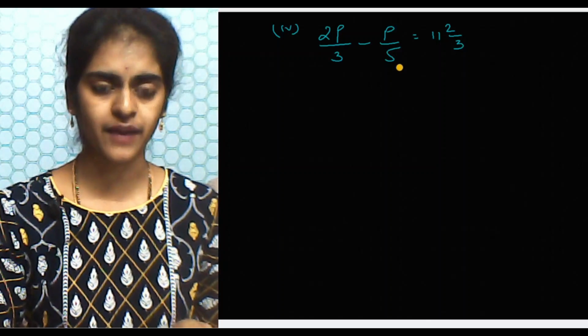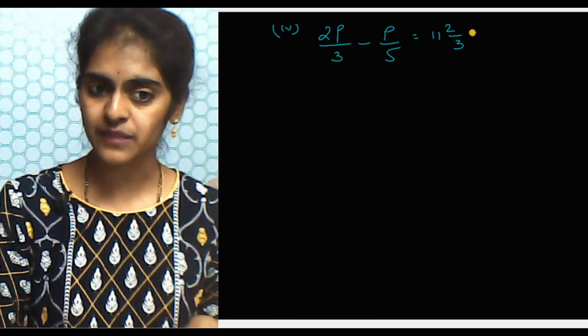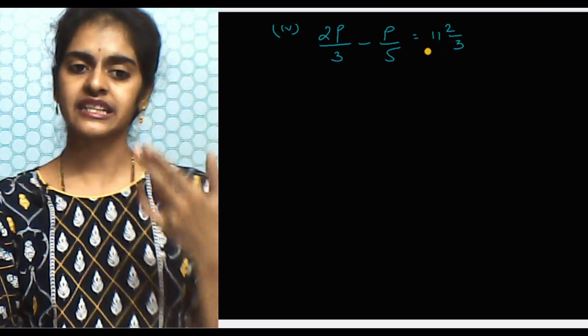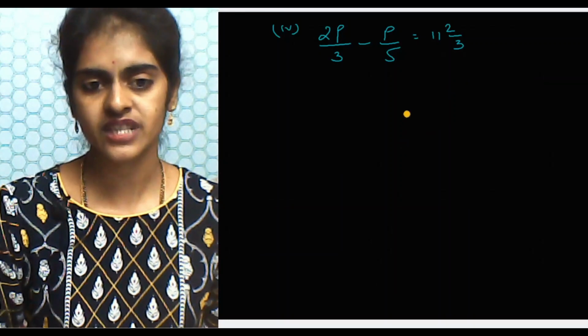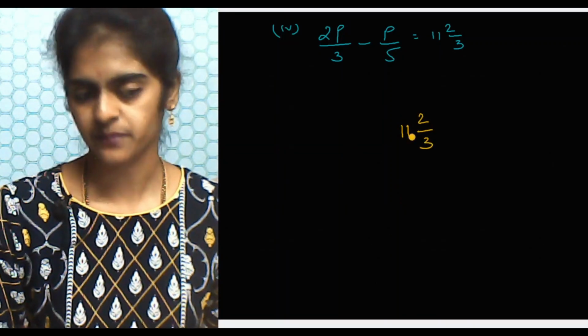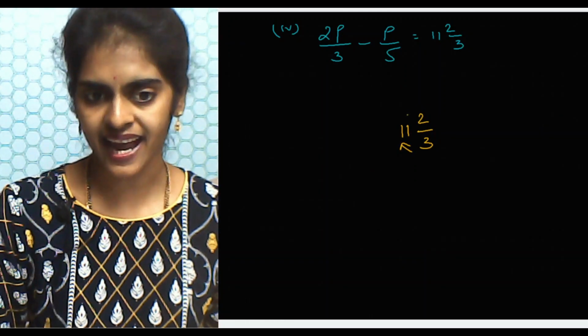2p divided by 3 minus p divided by 5 is equal to 11, 2 by 3. This is a mixed fraction, so you have to convert it into an improper fraction. Okay, so how are you going to do that? Just see 11, 2 by 3. How will you do it? You will just multiply these two, and add.